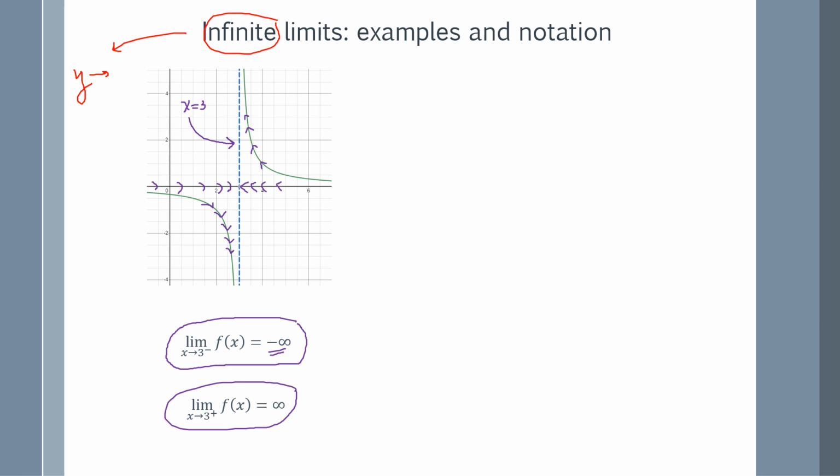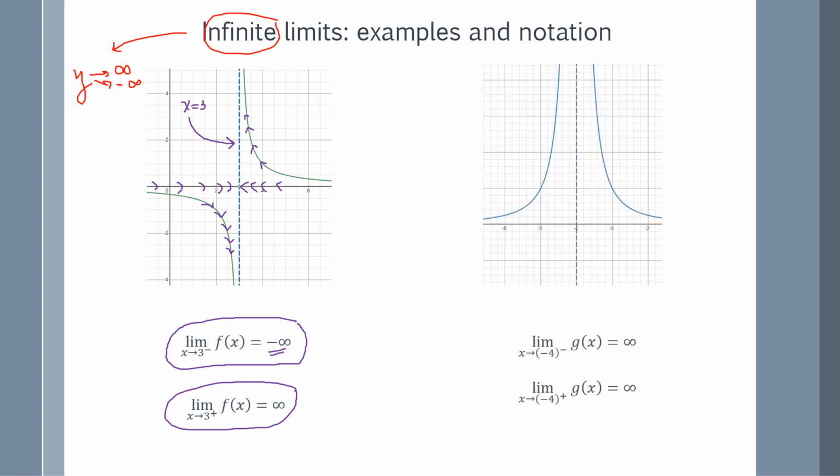But in essence, these would be the y values, either going to positive infinity or negative infinity, just to represent the direction, either up or down. All right, so that's our first example. Let's take a look at our second example.